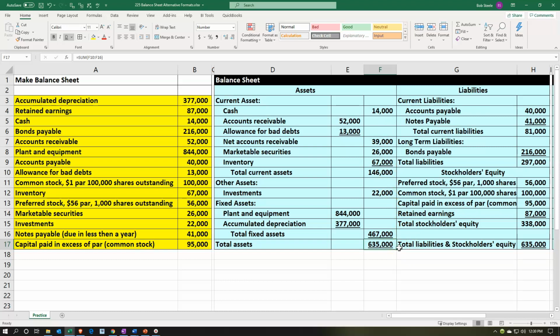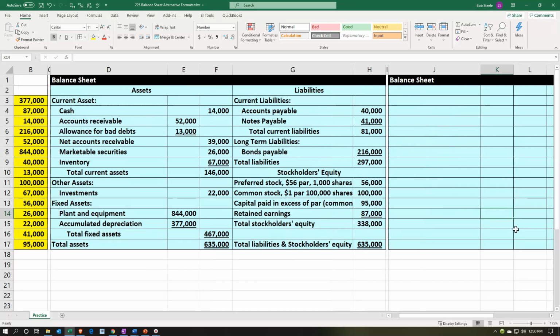Who has claim to those assets? Third parties have claim to 297,000 of it, and then the owner has claim to 338,000 of it to come up to that same 635,000. Of the 338,000 that the owners have claim to, this amount, which is 251,000, was invested by the owners into the company, and the 87,000 represents earnings that the company has been making that have not yet been given out to the owners in the form of dividends.